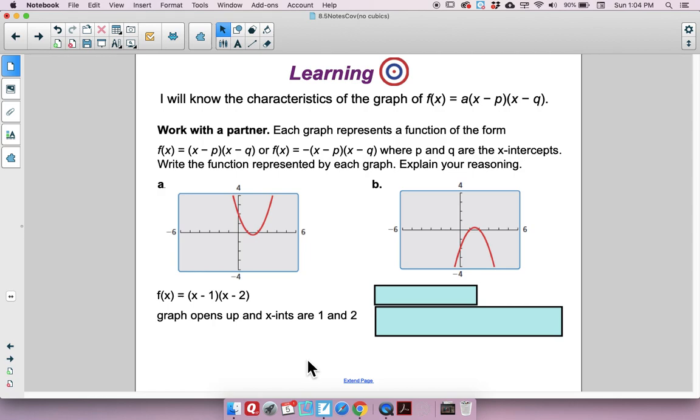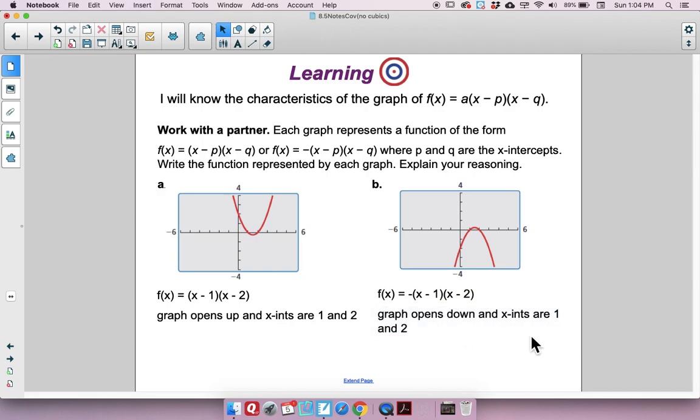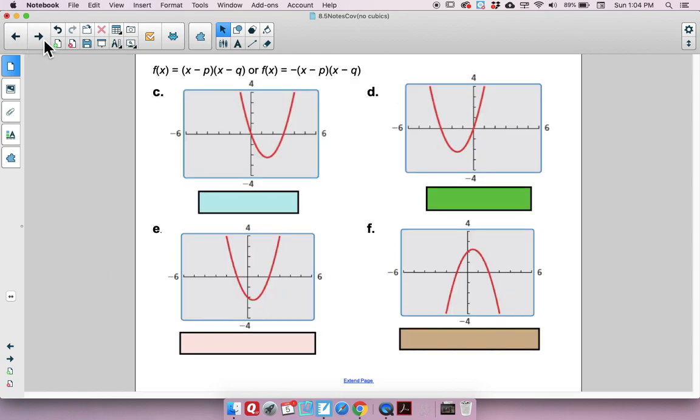All right, looking at B, you should be able to see that that one would be kind of similar. Looks like we have the same x-intercepts, but it opens down. So hopefully you put something along the lines of this. And it opens down and the x-intercepts again are 1 and 2. All right. So take a look at these.